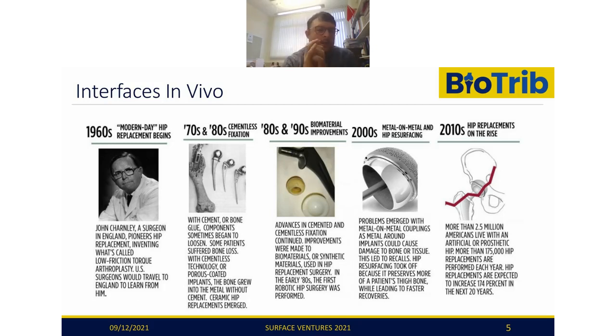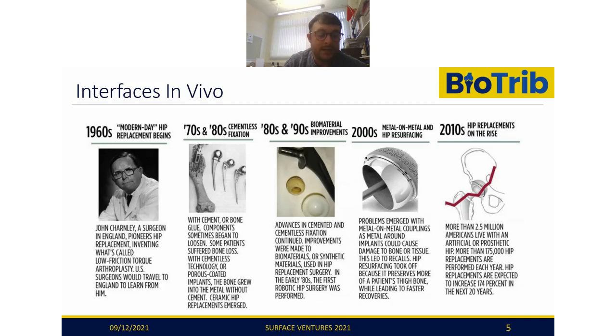a PTFE acetabular liner, and essentially he wanted to develop a device that somewhat replicated the natural joint function, both in terms of range of motion but also in terms of friction as well. And then since then we've seen this development all the way through up until modern day. This has ended at 2010s, but actually we're now in 2020, we're now seeing a bit of a loop over in some of these technologies.